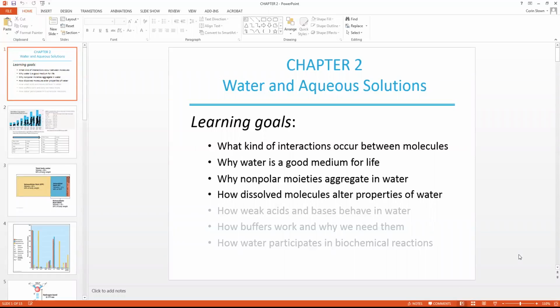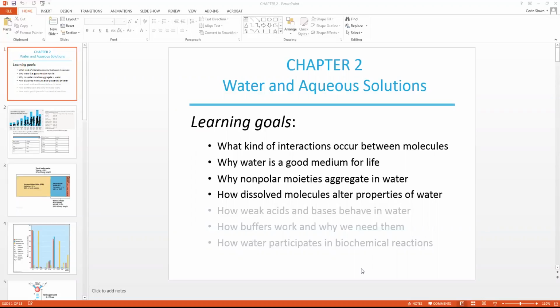All right, so welcome to Chapter 2. We're going to take a look at water and aqueous solutions. We have a couple of learning goals that we're going to explore today. So we want to ask the question, what kind of interactions occur between molecules?